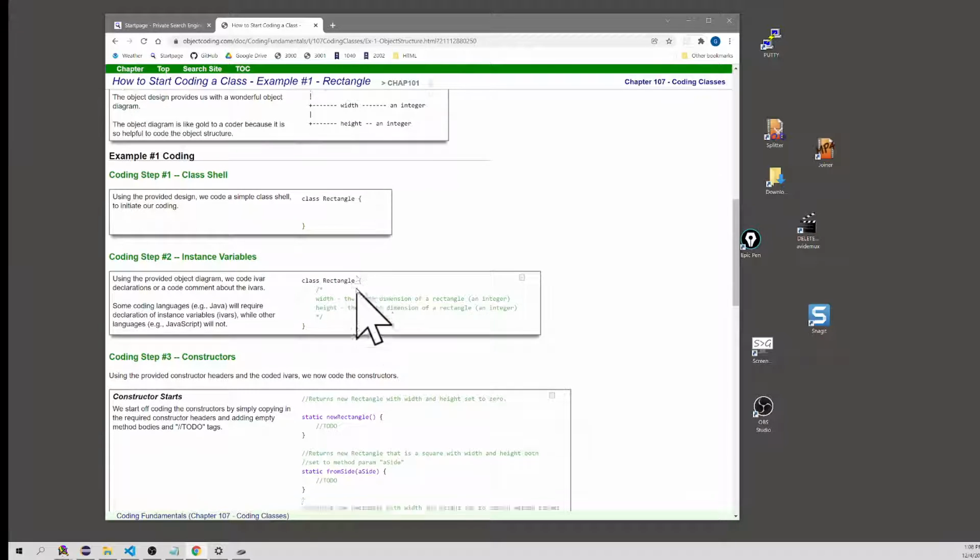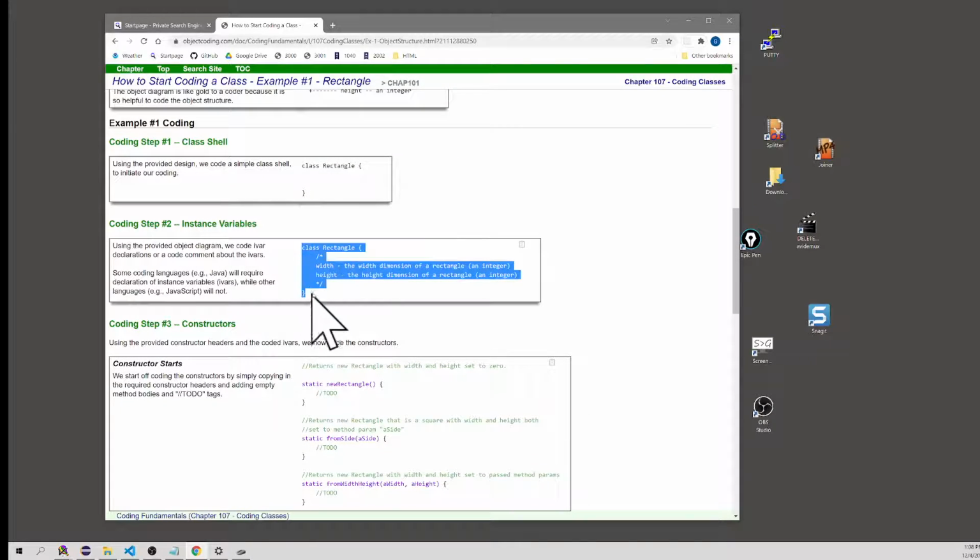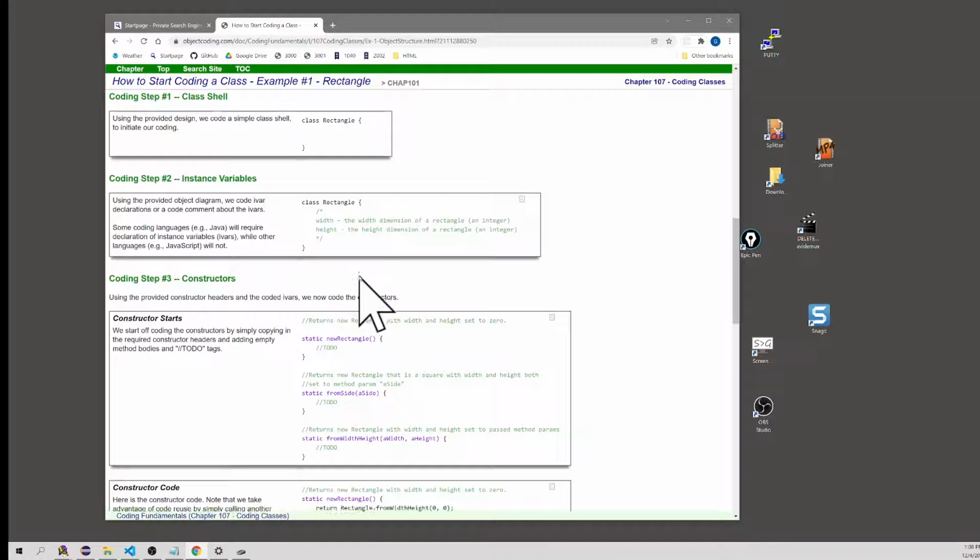And then IVARs like this. And in some languages we'll declare them. In some languages like JavaScript, we might just make a comment about them. Just any way to know that we have them there. I like to put them at the top of the class because they're referenced often.